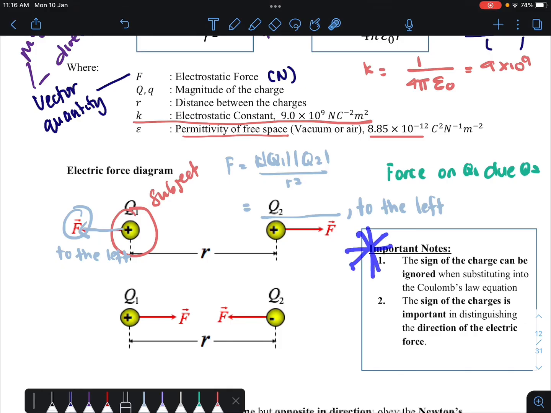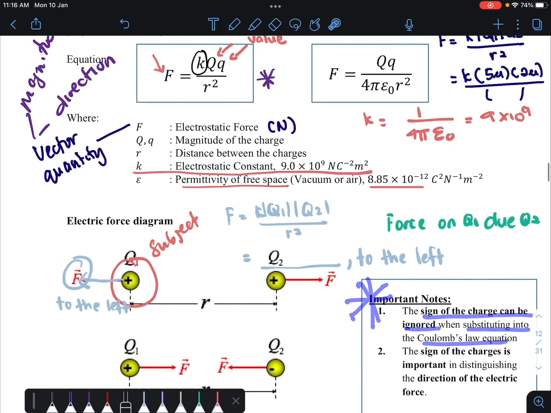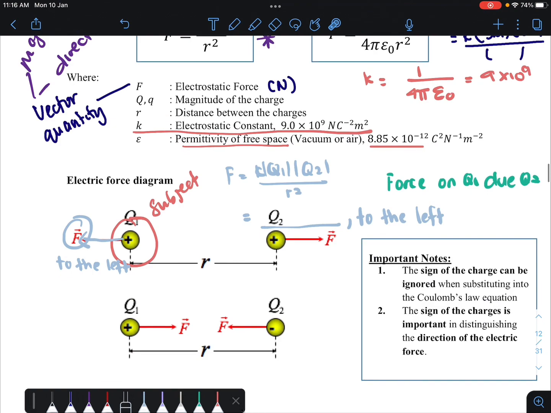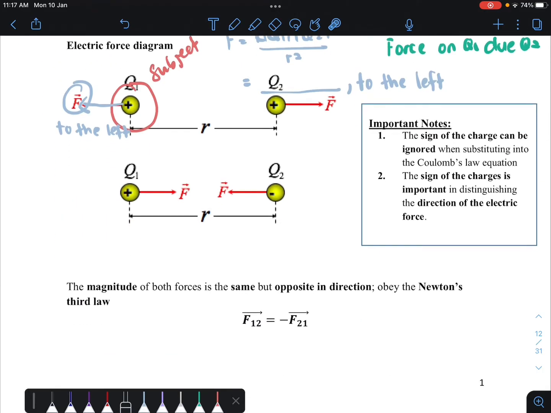Okay, this is an important thing here. The sign of the charge can be ignored when substituting into Coulomb's law equation. So, bila kita nak guna equation ini, KQQ over R square, tempat Q ni, kita neglect the sign of the charge. However, the sign of the charge is important to determine the direction of the electrostatic force. Kita guna sign untuk tentukan arah kamu punya forces ini. Alright, that's it.